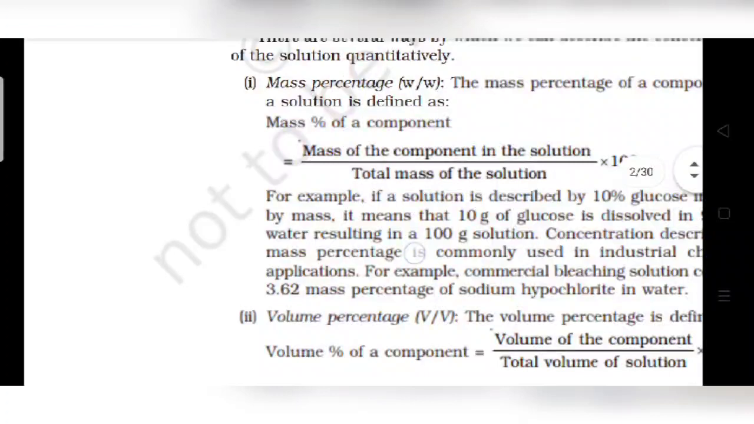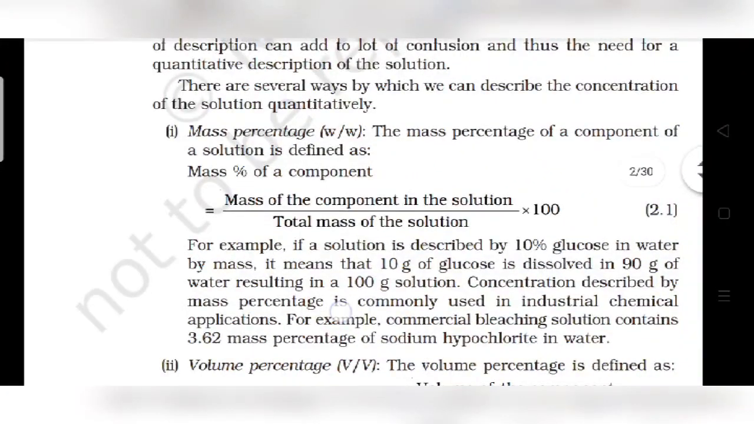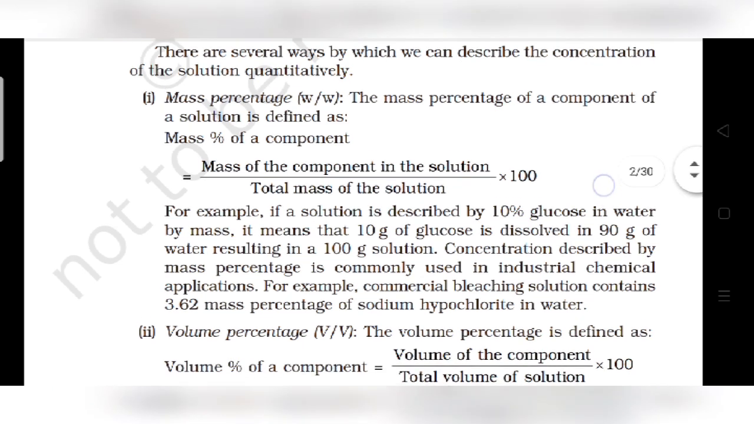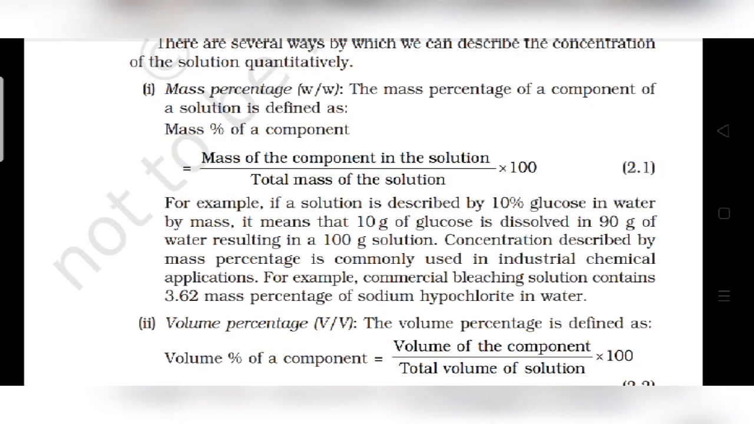First we have mass percentage, that is also denoted by W by W. The mass percentage of a component of a solution is defined as the mass of the component in the given solution divided by the total mass of solution multiplied by 100. By this formula 2.1 you can find the percentage of a component, that is the mass percentage.